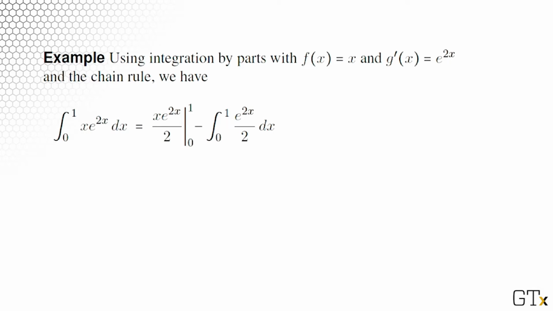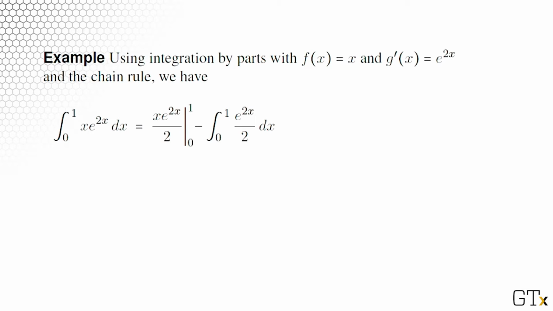So, according to integration by parts, the first term is going to be f of x times g of x, where f of x is x, and g of x, the integral of g prime, which is the integral of e to the 2x, is going to be e to the 2x over 2. I needed the chain rule for that. So that first term, x times e to the 2x over 2, evaluated from 0 to 1. And then subtract off g of x times f prime of x. And g of x is e to the 2x over 2, f prime equals 1.